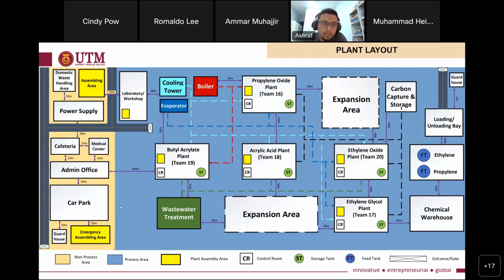Normally the workshop should be near to your spare part inventory, your spare part warehouse. Because here you only put your chemical warehouse, right? Normally you should also have a warehouse for your equipment spare parts for maintenance purposes. So the spare part warehouse should be nearer to the workshop. And also your domestic waste handling area, I suggest you split it into domestic and scheduled waste, because I don't see your scheduled waste handling area in this plan layout.